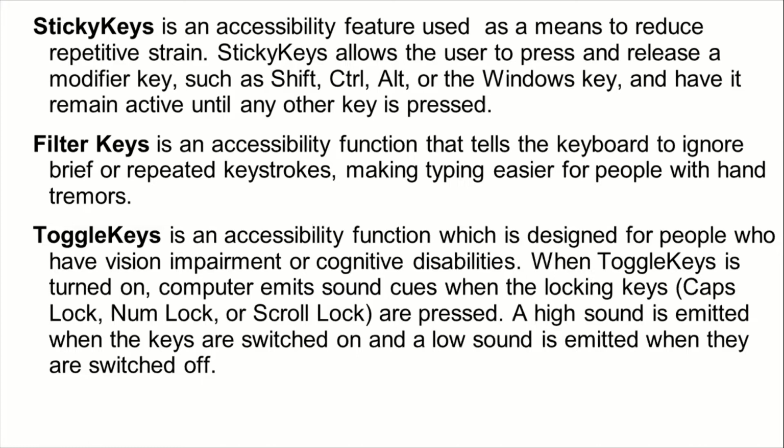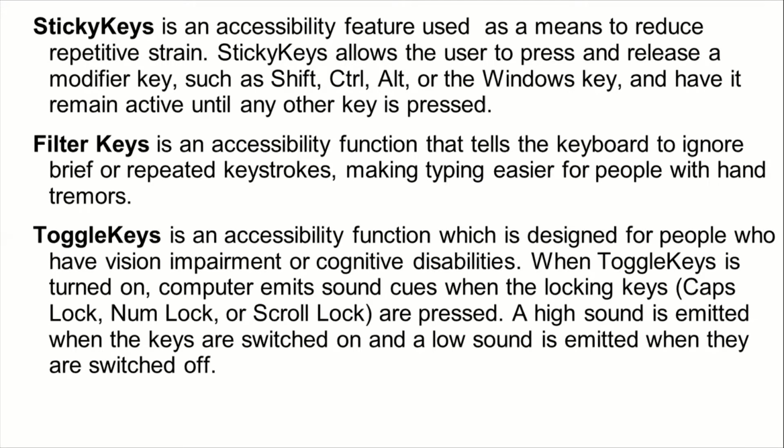So you might have seen when you press caps lock or num lock, a green light appears on the keyboard. But for the people who have vision impairment, who cannot see, or who have a problem in viewing, it will also generate a sound. So when you press the caps lock, a high pitch sound will be generated. When you switch off the caps lock, a low pitch sound will be generated.